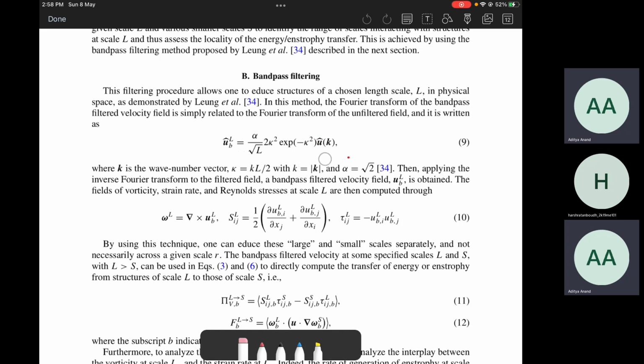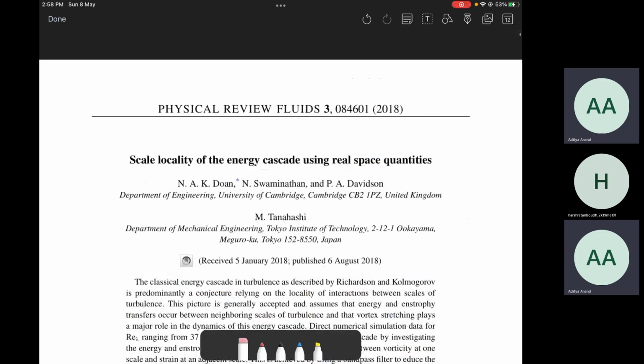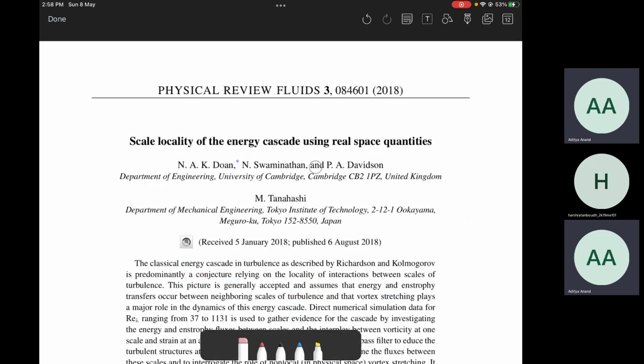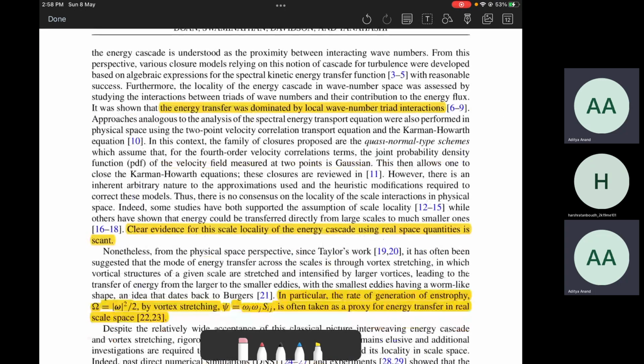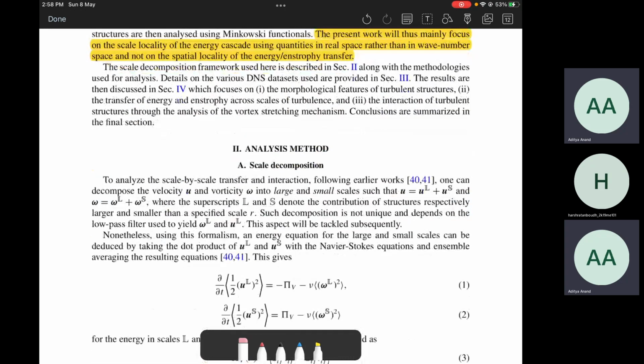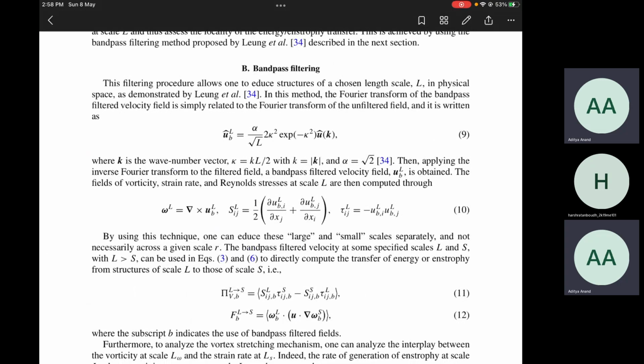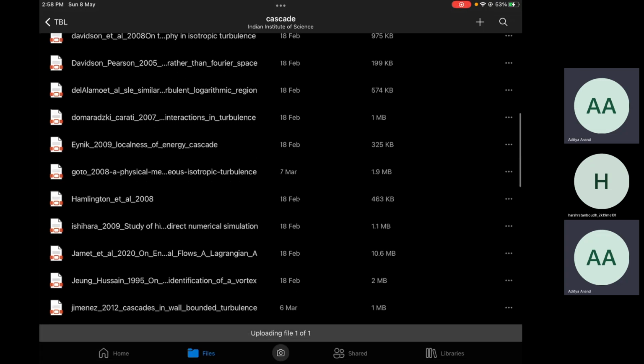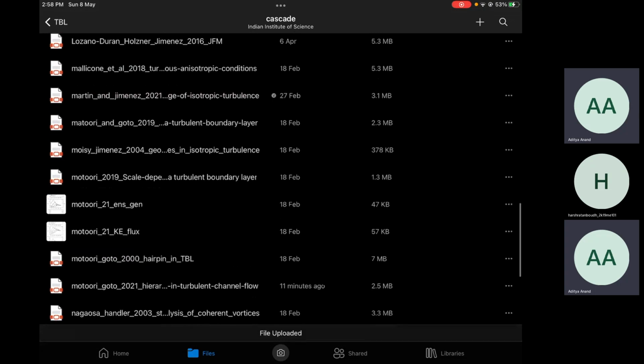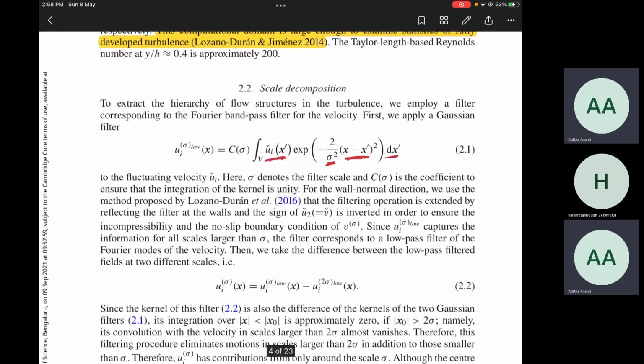The band pass filter that I am using is the one described in the paper by Doan, Swaminathan, and Davidson. The one that I described earlier is a different kind of band pass filter. I can share with you the code for this band pass filtering scheme if you wish. Okay, let's go back to that paper now. If you have anything else to ask, you can ask.